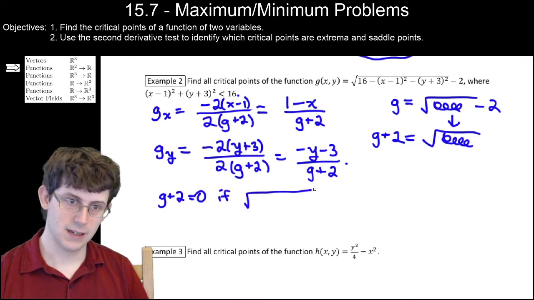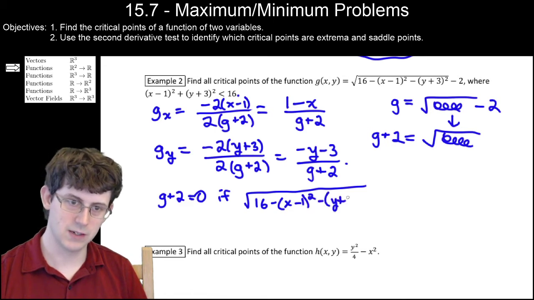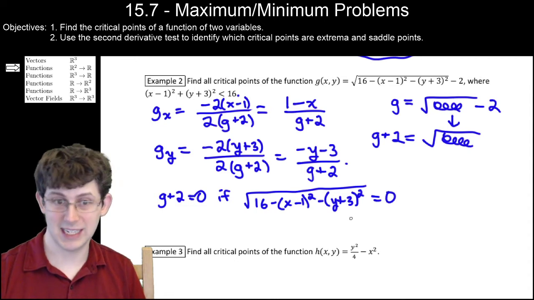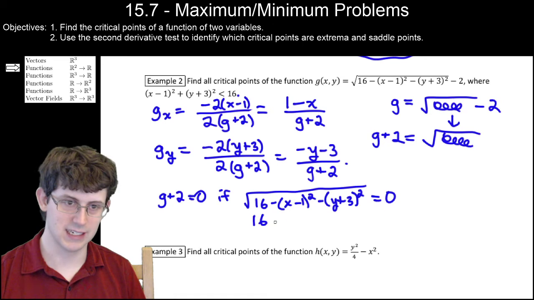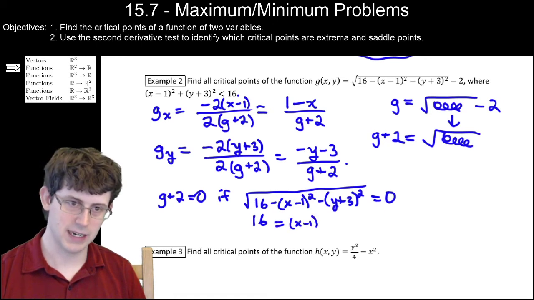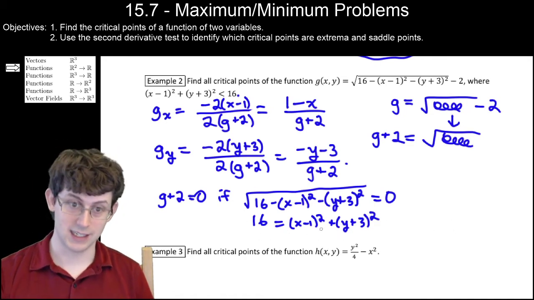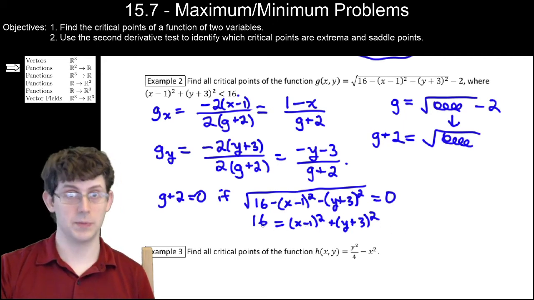That happens if square root of 16 minus x minus 1 squared minus y plus 3 squared all equals 0, which seems like it could happen. Like if I square both sides and move the squares over to the other side, I get 16 is x minus 1 squared plus y plus 3 squared. So there's a whole circle here where the derivatives do not exist. So this seems a little bit crazy because all these points would be critical points.